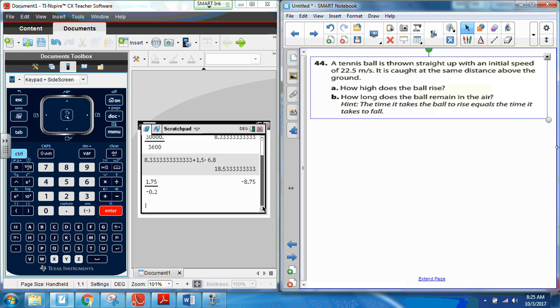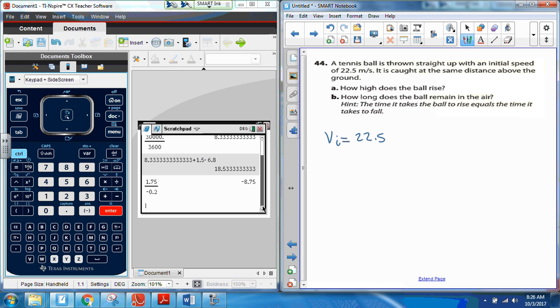All right, a tennis ball is thrown straight up with an initial speed of 22.5 meters per second. So what is that going to be? VI equals... Yeah, up is positive, we typically say, right? And it says it's caught at the same distance above the ground. The question is, how high does the ball rise?